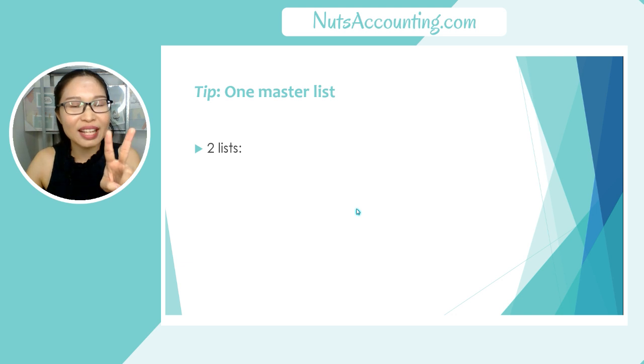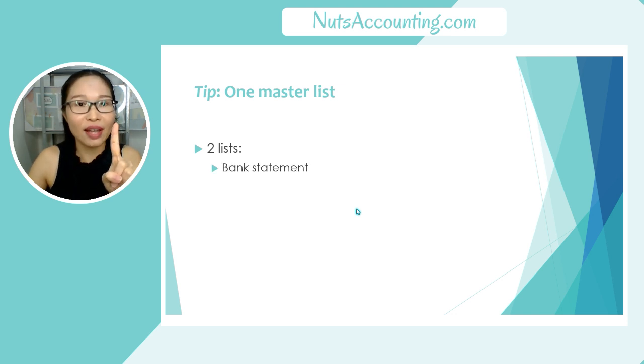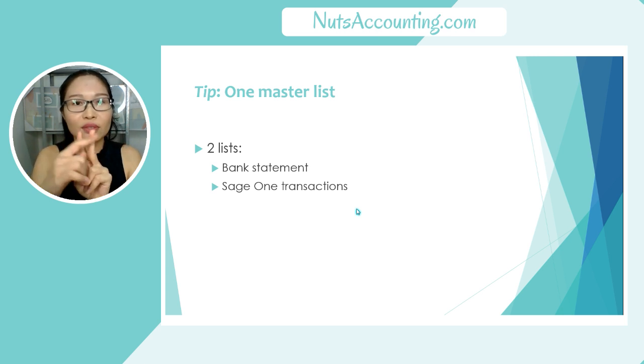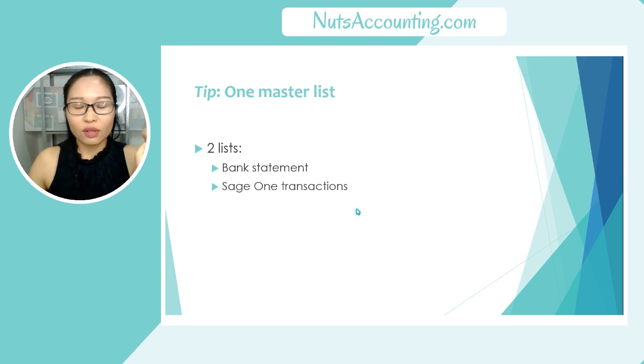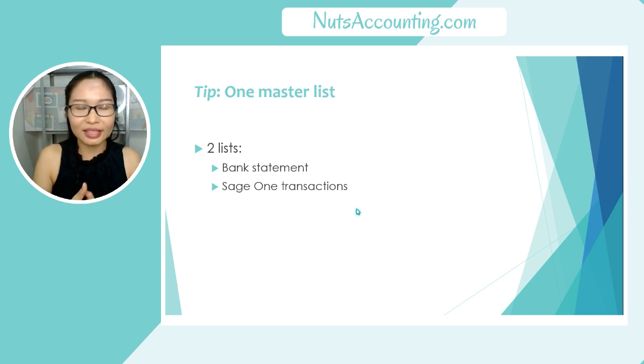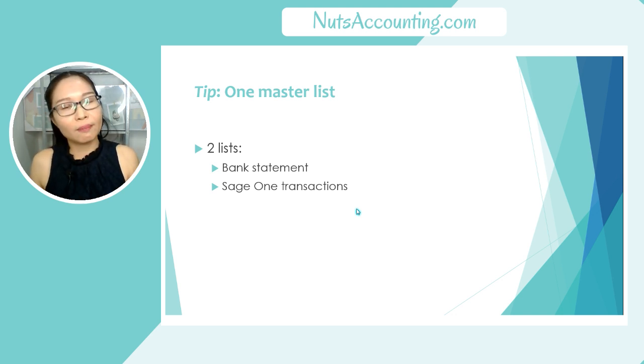There are two lists involved when you do your bank reconciliation. The first list, of course, is your bank statements that you have on hand, and the second list is your Stage 1 transactions listing. So you have these two lists here. What happens is, I personally am guilty of this in my early years. When I do my bank reconciliation, I will look at my bank statement. I will look at all the transactions in my bank statement.